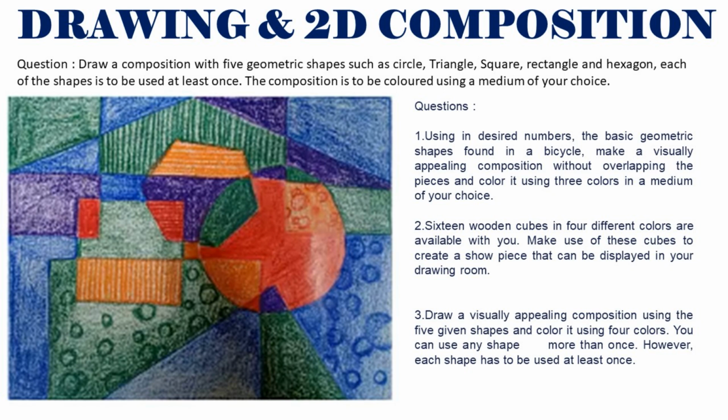In the second question also, they have asked you to use the desired numbers of basic geometric shapes found in a bicycle, make a visually appealing composition without overlapping of the pieces, and color it using 3 colors in a medium of your choice. So in this question they have restricted you to 3 colors, and you have to make a composition by visualizing a bicycle and the geometric shapes that it has.